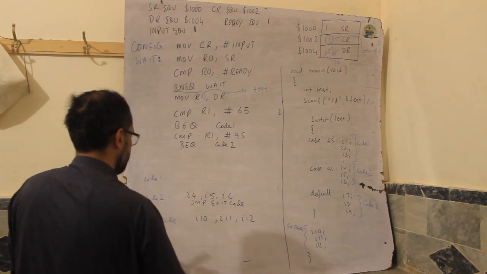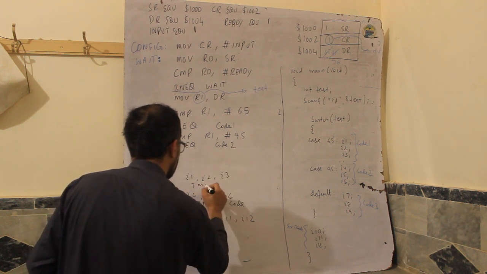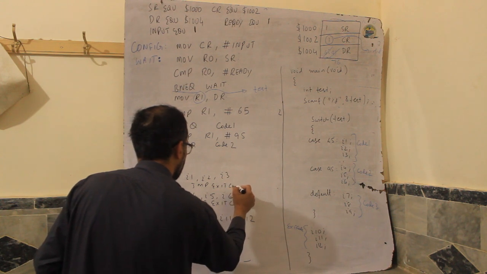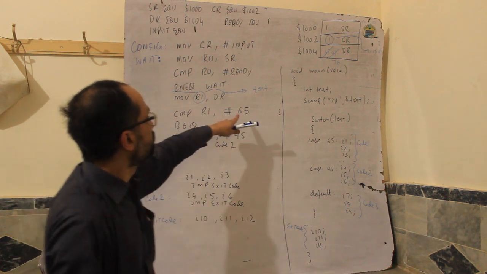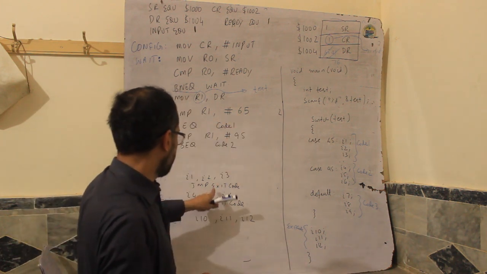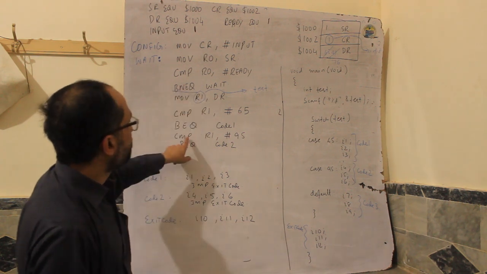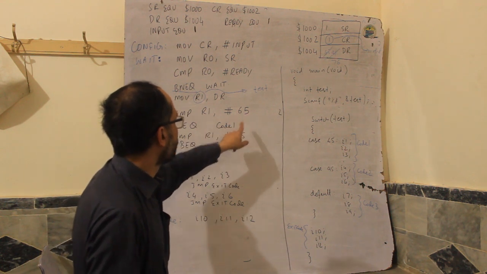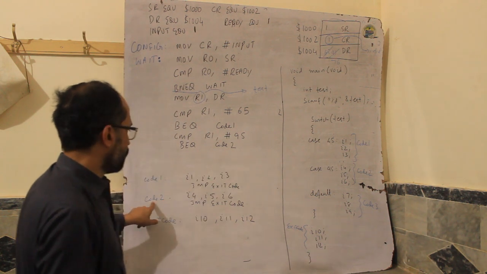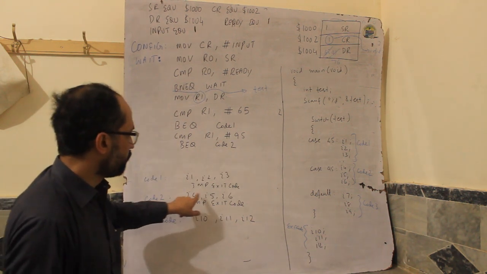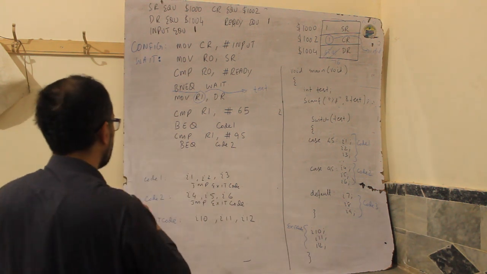Code 1: I1, I2, I3, and jump exact code. Now we have to compare. If the condition is true, it will jump to the exact code, and then I10, I11, and I12 will be executed. Now we have to compare R1 with 95. If this condition is false, the control will be transferred to code 2, so the instructions I4, I5, and I6 will be executed. And if this condition is not true, now we will jump to the default code.